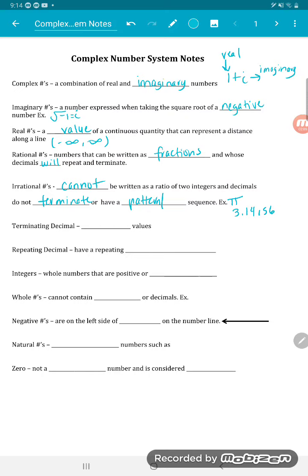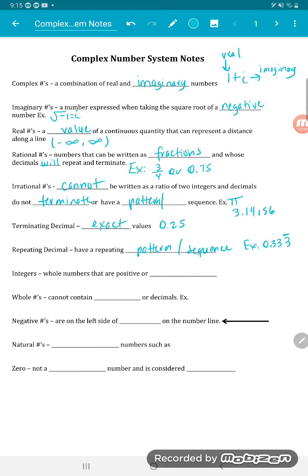Go back to the rational number. An example of a rational number is 3/4 or 0.75. All right. A terminating decimal is an exact value, such as 0.25. Repeating decimals have a repeating pattern or sequence. For example, 0.333, and I'm going to put a bar on the 3 to let you know it keeps repeating.